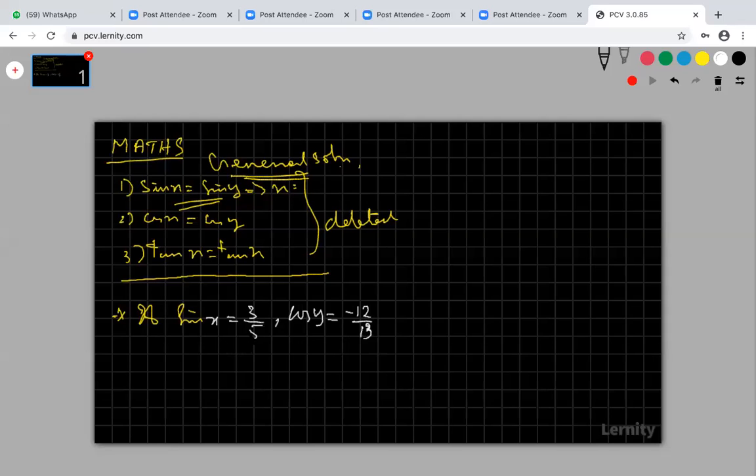Sin x is equal to 3/5, cos y is equal to minus 12/13, where x and y both lie in the second quadrant.